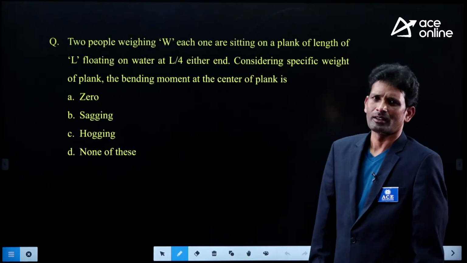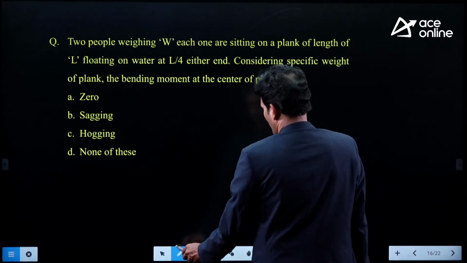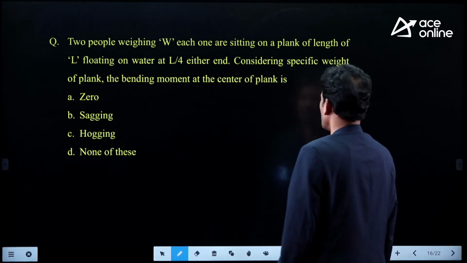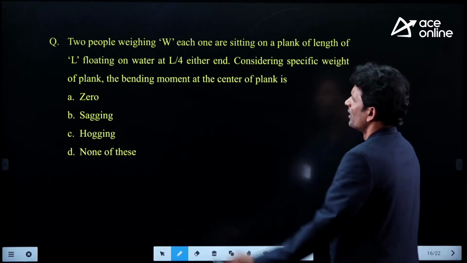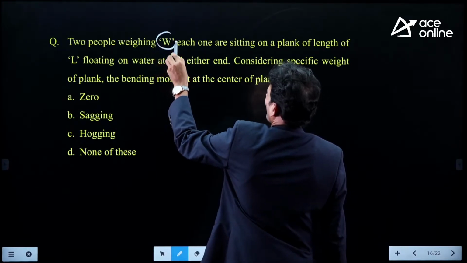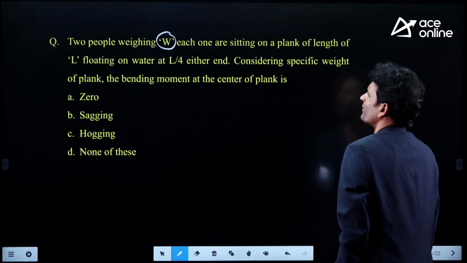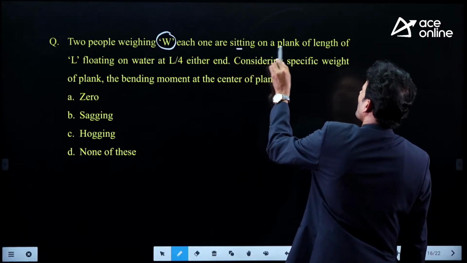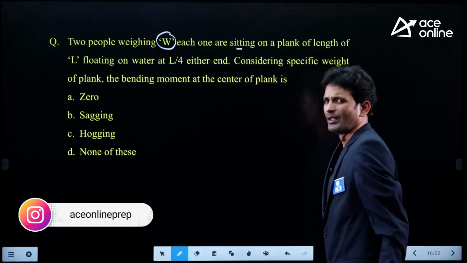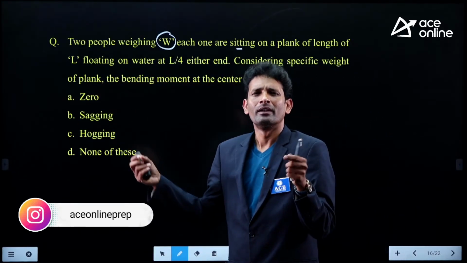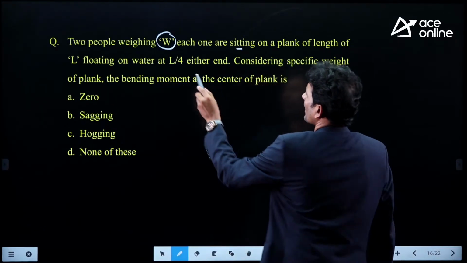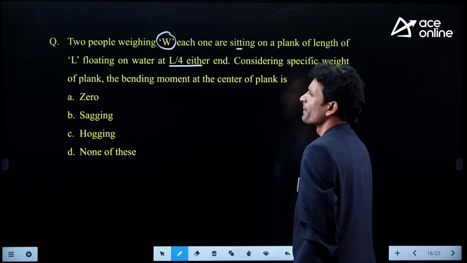Now, see another interesting question. Read the question carefully. It is related to the bending moment calculation. How should we find out the bending moment at one particular point? Two people weighing a magnitude of W each are sitting on a plank of length L, floating on water. Initially, we have a plank floating on water, and two people are sitting at a distance of L by 4 from each end.